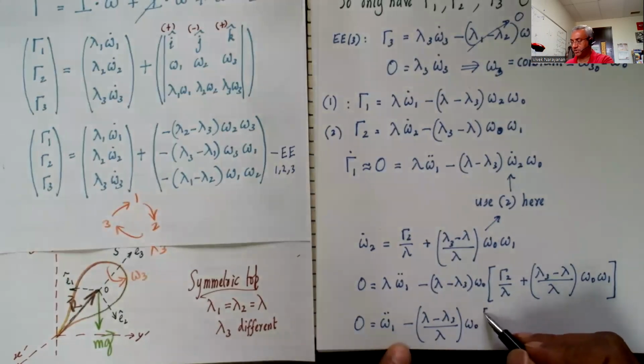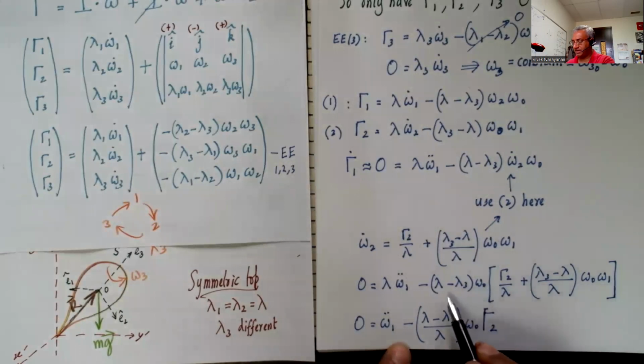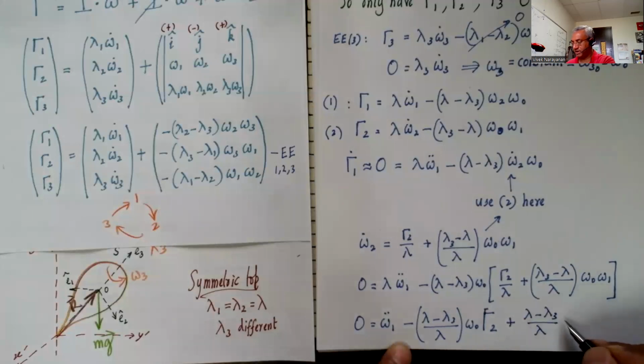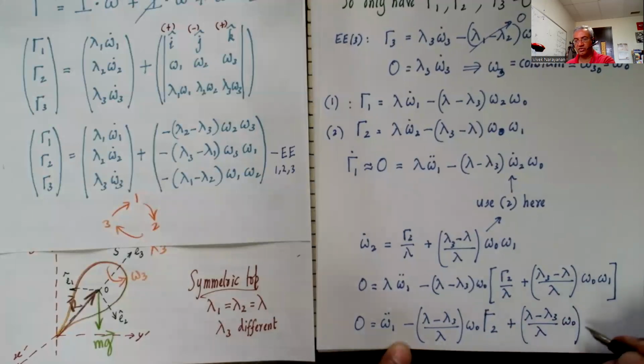And then here, I'll multiply each term, gamma 2, and over here, I'll write this as lambda 3 minus lambda, with a negative sign. I'll absorb the negative sign and make it lambda 3 minus lambda. Then it's going to become that squared, especially after I divide by lambda. There's already a lambda there. So I'll get plus lambda minus lambda 3 over lambda times omega naught, that whole thing squared, times omega 1.